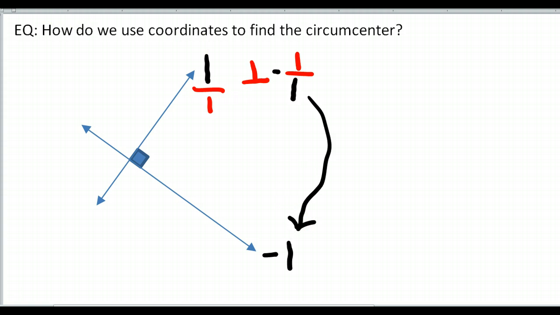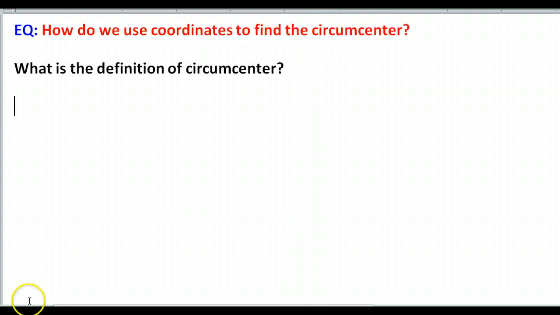Okay, so that's something that you had to have in the back of your mind to be able to deal with circumcenter. Now why? What do these slopes and perpendicular lines have to do with circumcenter? So part of the deal is, what is circumcenter? What's the definition of circumcenter? Well, all of our triangle centers are the intersection of some kind of line. So in the case of circumcenter, what are the three intersecting lines that will locate the circumcenter for us?